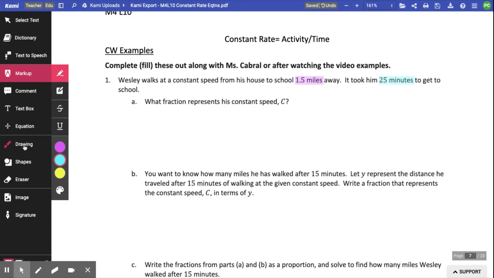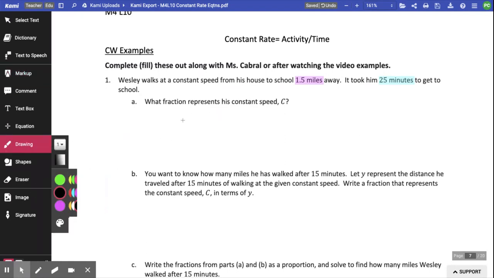What part A is asking is, what is the fraction that represents his constant speed, C? So remember, the letter C represents constant rate. And we're going to do a fraction of activity over time. So the activity is him walking to school 1.5 miles away. So the number that represents his activity of walking is 1.5 miles. Sorry, remember, I don't have a touchscreen computer right now, so it's kind of tricky to do my writing. So 1.5 miles away, and it takes him 25 minutes to get to school, so the time is 25.